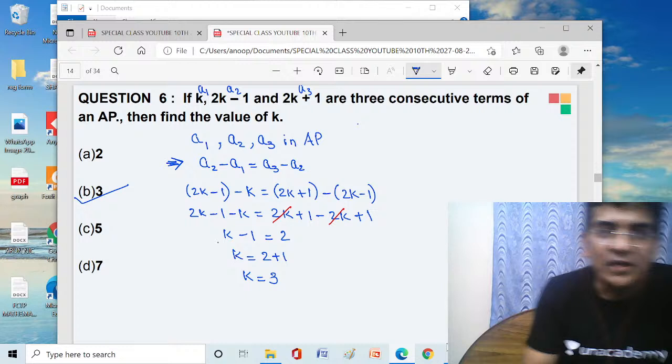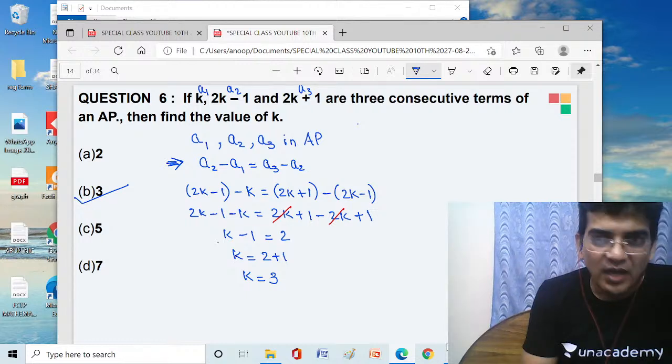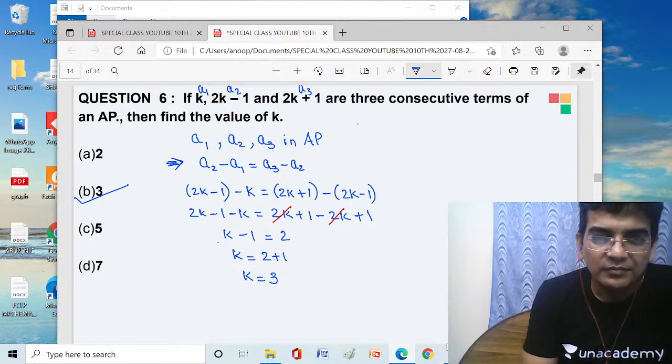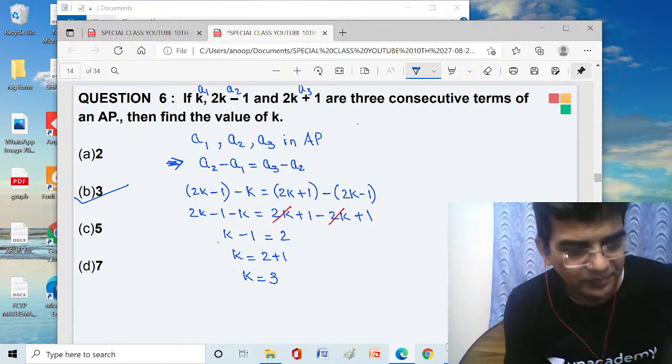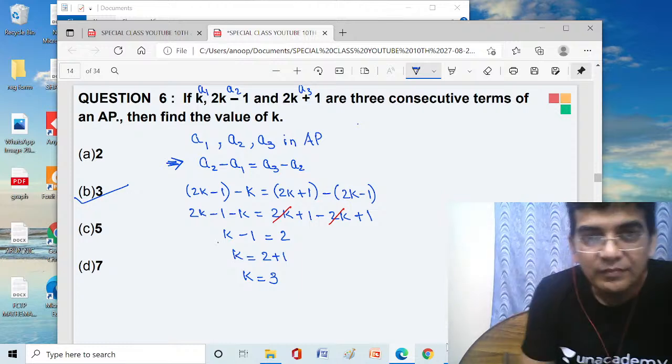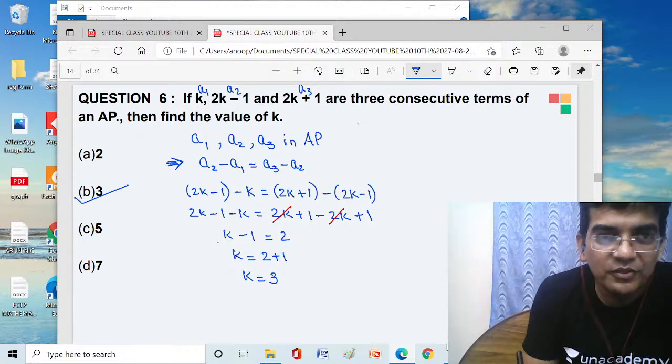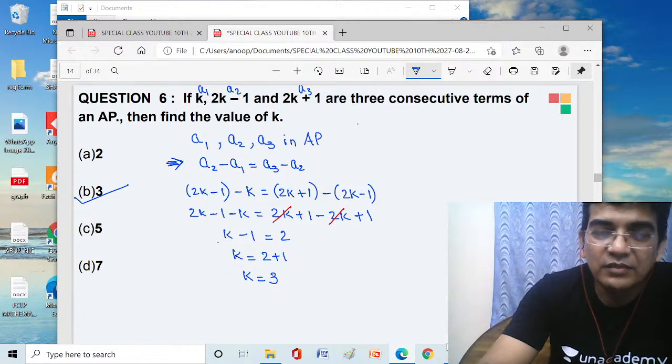Now remember this, if three terms given to you are in AP, then this should be the relation between them. You must remember this. Hope this is clear to you now. Now moving on to the next question.